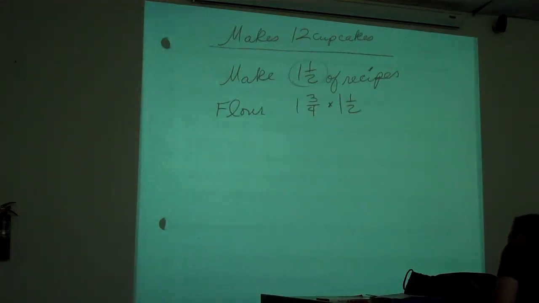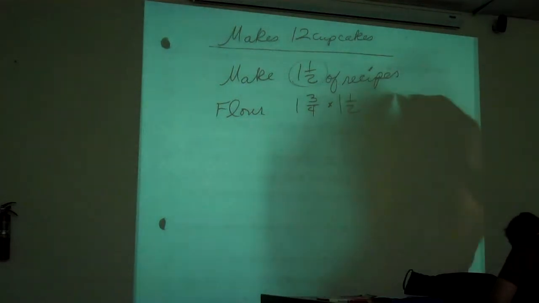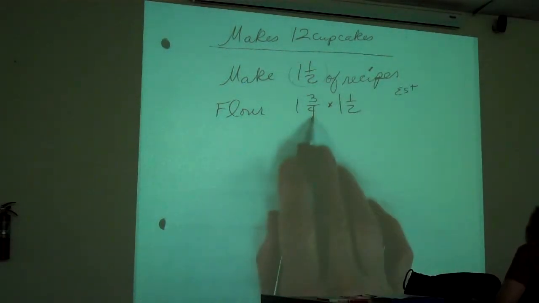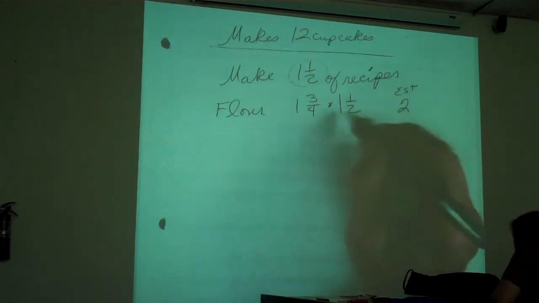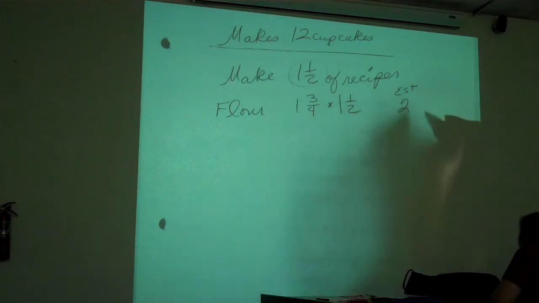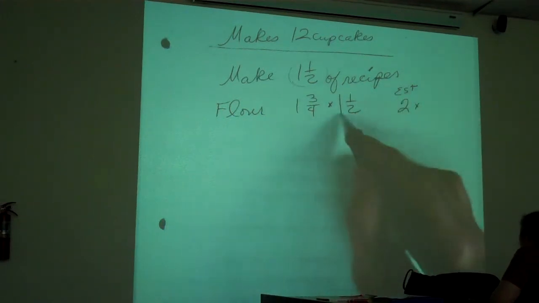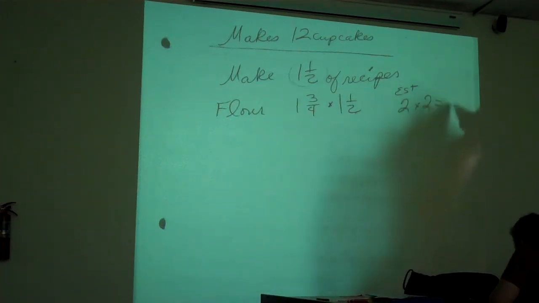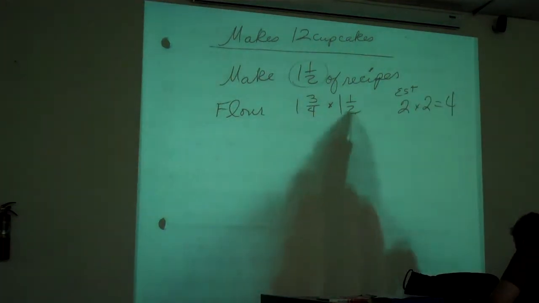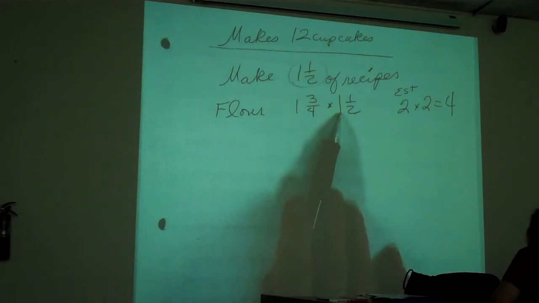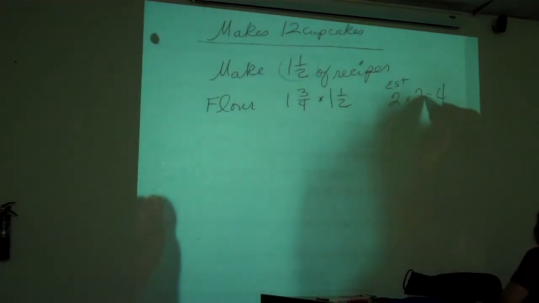For these, you need to do an estimate and an exact. Your estimate, you're going to round 1.5 to 2, right? And 1.5 again rounds to 2. So it's going to be about 4 cups of flour, but it probably won't be that much because you went up on both of these. Let's put our squiggle there. Our estimate was 4.